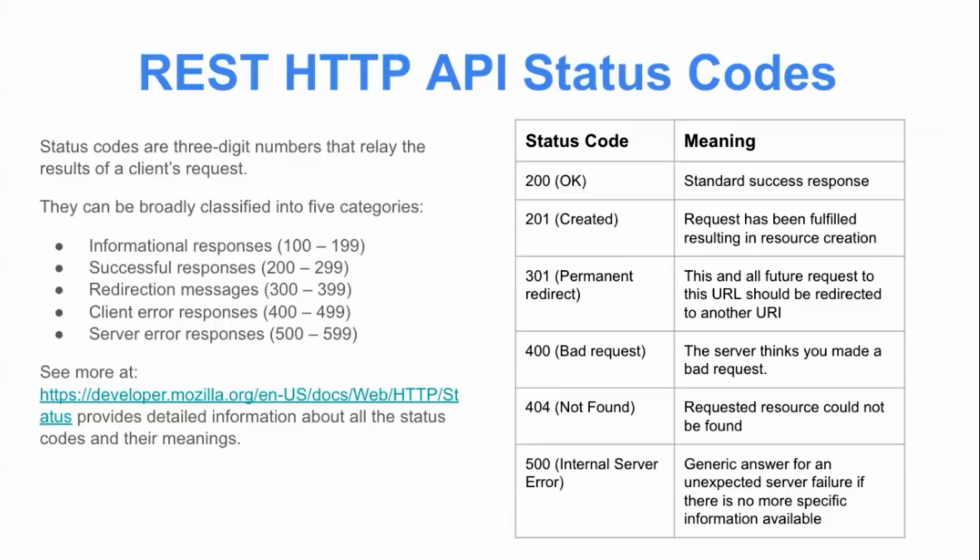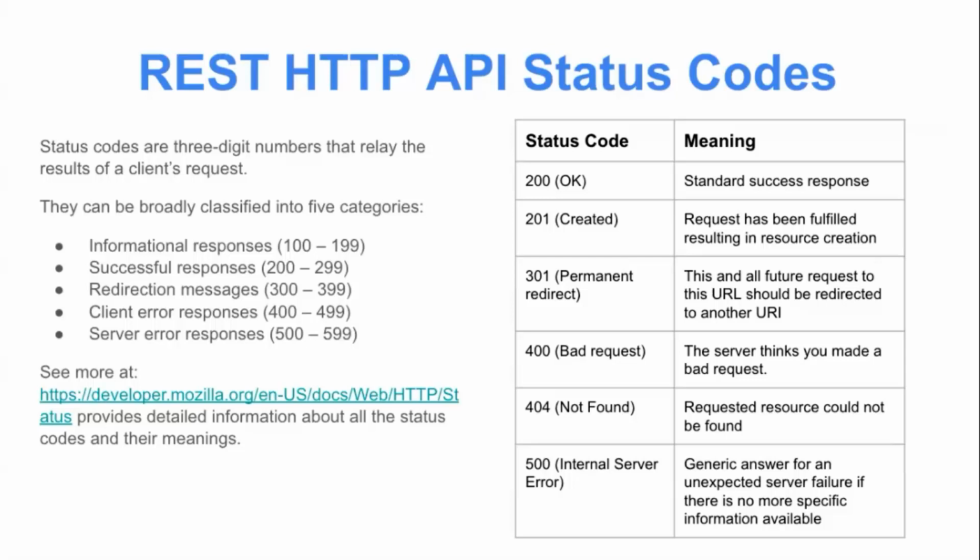An example of this would be the status code 200, which is a standard success response that signifies that everything went okay and that the result of the request has been returned. We also have the 201, which is the created status code, which would tell you that the request has been fulfilled and that another resource has been created in the server database.